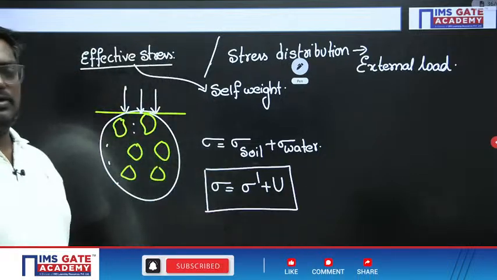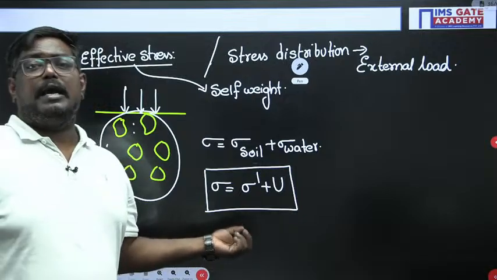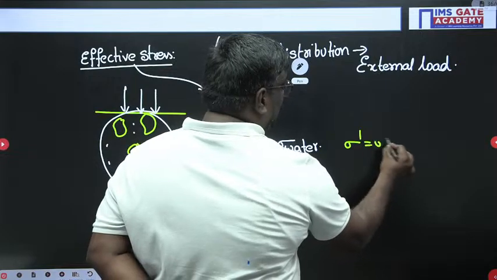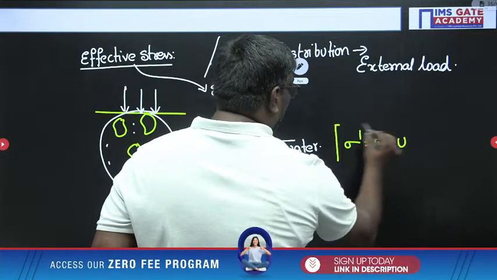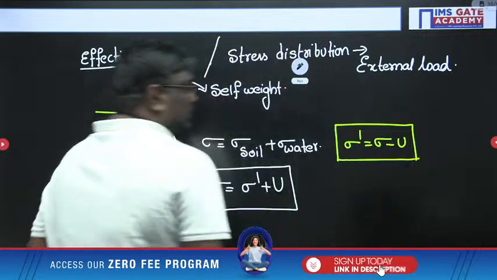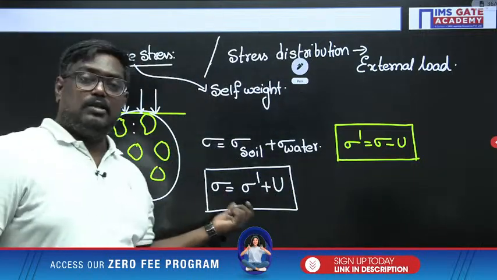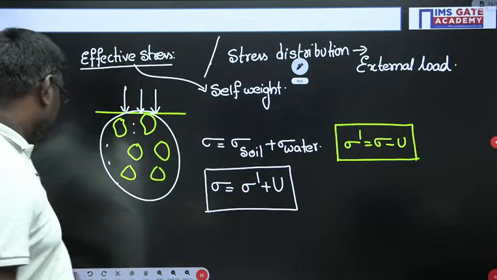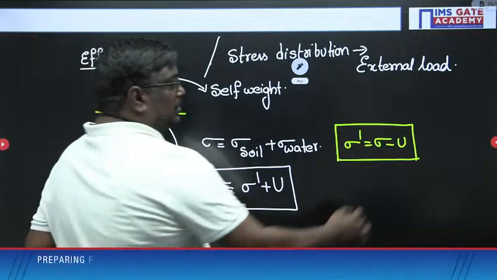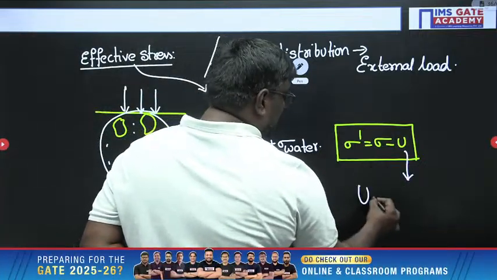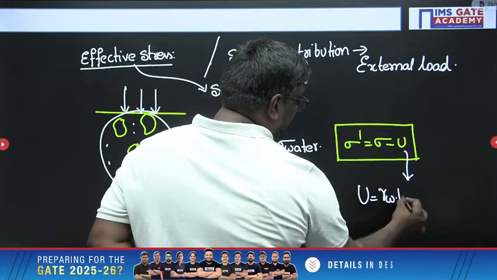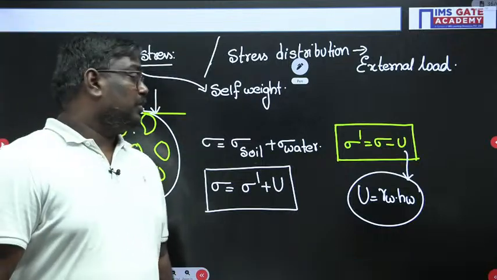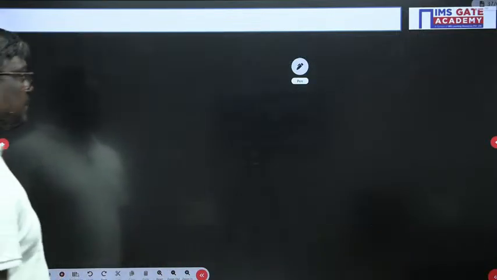Now see students, effective stress can never be calculated directly, because we cannot separate soil and water completely. So we have to find out the pore water pressure and the total stress. Please understand, total stress is nothing but effective stress plus pore water pressure. And pore water pressure is U equal to gamma W into HW. This is the pore water pressure, which you should be very careful with. Now see students, let me discuss different cases.